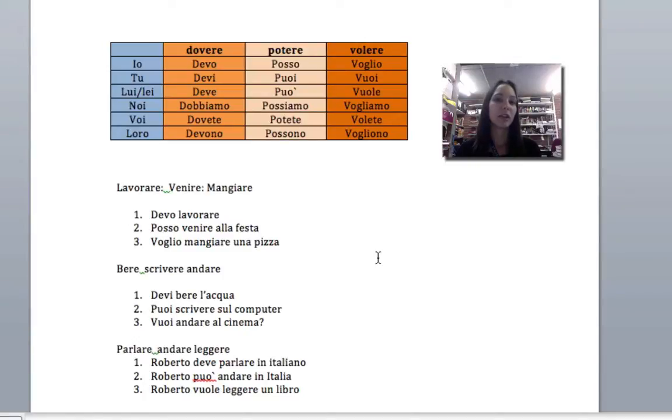Okay, so the sentence is: you all have to, or you all must read Harry Potter. Dovete leggere Harry Potter. They can come to the party. Loro possono venire alla festa. Carla wants to listen to music. Carla vuole ascoltare la musica.